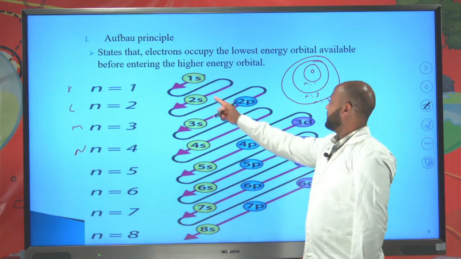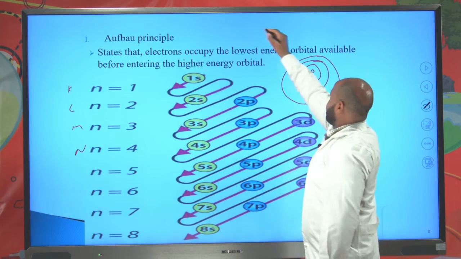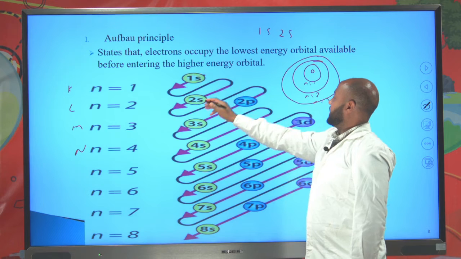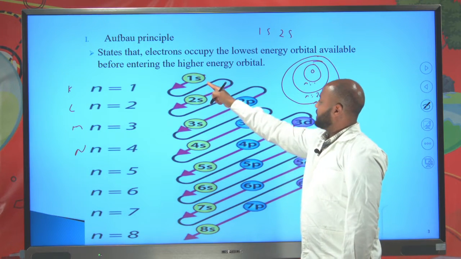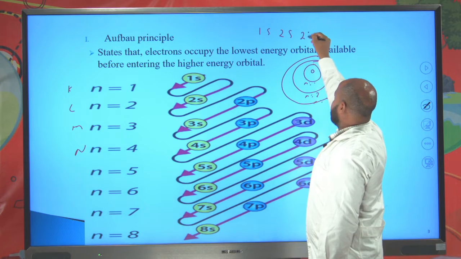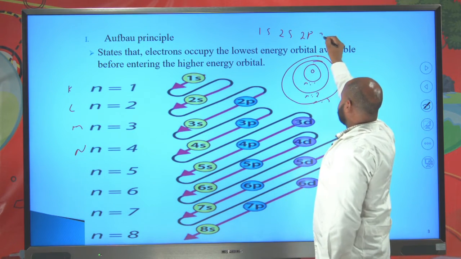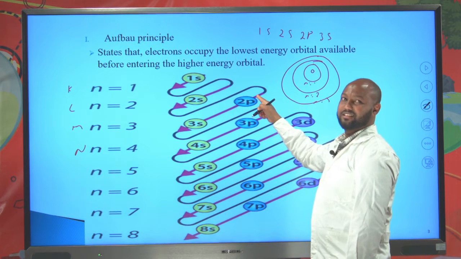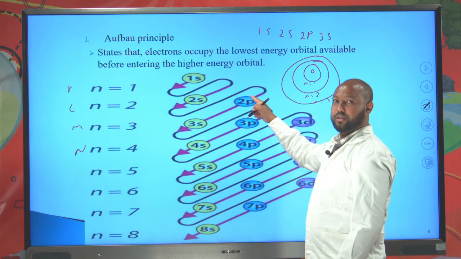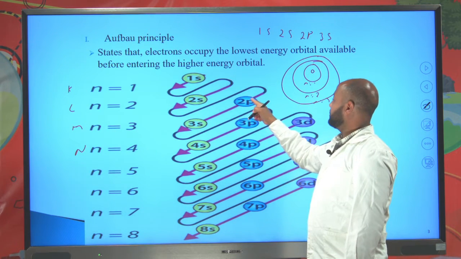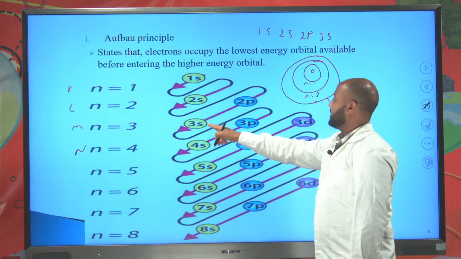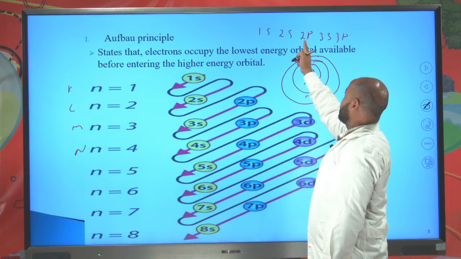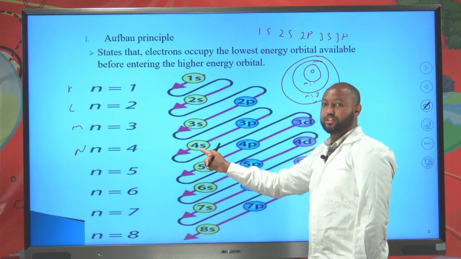So electrons fill 1s, 2s, then it comes to 1s2, 2s2, 2p, then 3s. 1s2, 2s2, 2p6. P has a maximum of 6 electrons, S can have a maximum of 2 electrons, 3s2. Then 3p, 1s2, 2s2, 2p6, 3s2, 3p6. Then it continues to 4s2.